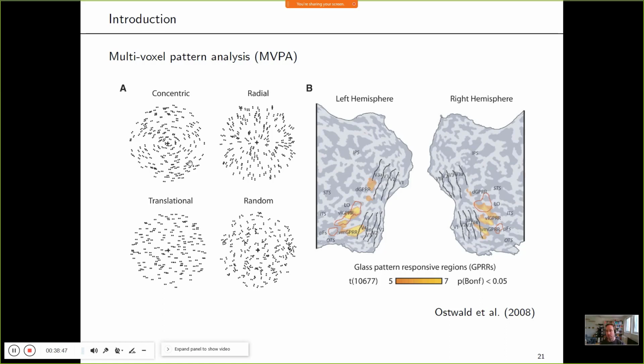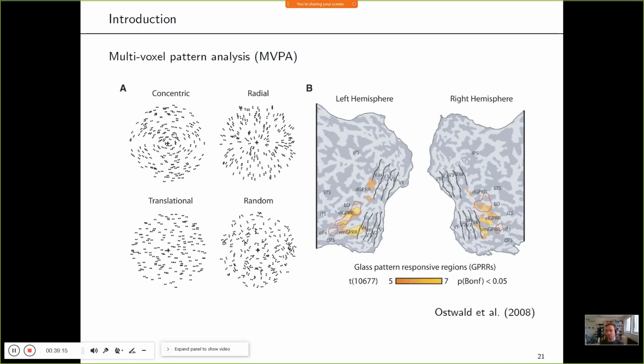So what we were studying there is the processing of form in visual cortex. We presented participants in the fMRI scanner with these patterns, which are called Glass patterns, because the guy who invented them using a Xerox machine or something was called Glass. The point of these patterns is that you get this impression of global form based on local properties.